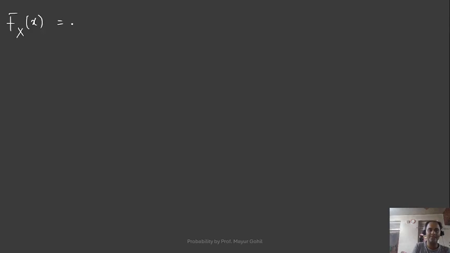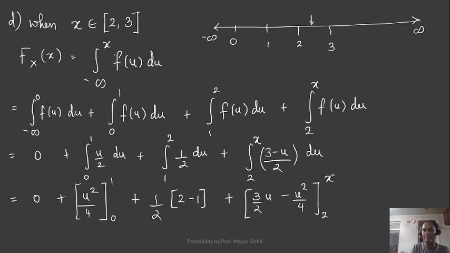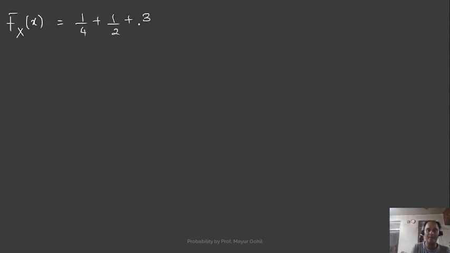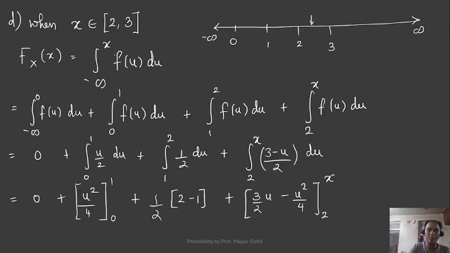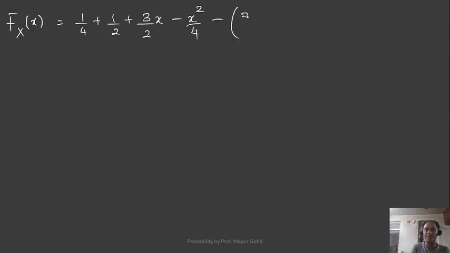So F of x is going to give you 1 by 4, and then there is half, and here at the end we will have 3 by 2x as you plug in the upper limit. So it is 3 by 2x minus x square by 4, minus the lower limit. When you plug in the lower limit 2, it is 3 by 2 into 2 minus 2 square by 4. That is what your answer is.